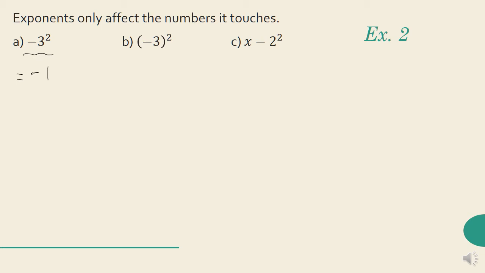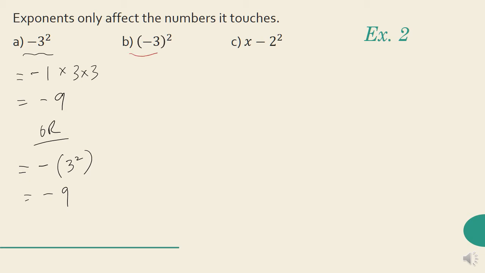So really what this is, is -1 times 3 squared, and 3 squared is 3 times 3, which is 9, so the answer is -9. Or, another way to look at this, that squared only applies to the 3, not the negative out front. So you have that negative, and then the base is 3 squared, which is 9. So there is a difference here.